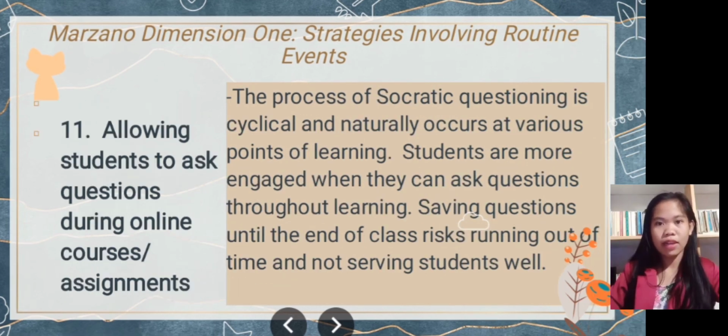Tip number 11. Allowing students to ask questions during online course assignments. The process of Socratic questioning is cyclical and naturally occurs at various points of learning. Students are more engaged when they can ask questions throughout learning. Saving questions until the end of class risks running out of time and not serving students well.